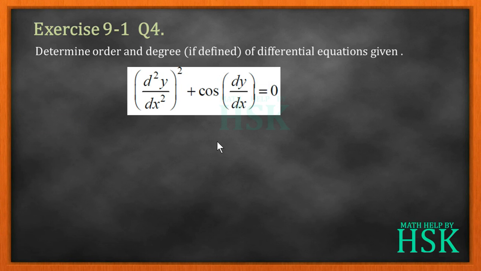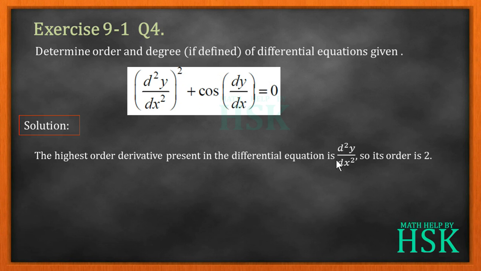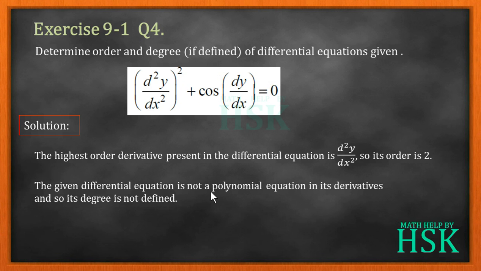Next, in question number 4, we have been given (d2y upon dx square) whole square plus cos of dy by dx is equal to 0. So the highest order derivative is d2y upon dx square, that is the second order derivative of y with respect to x, so its order is 2. The given differential equation is not a polynomial equation in its derivatives because dy by dx is the argument of a trigonometrical function, so its degree is not defined.